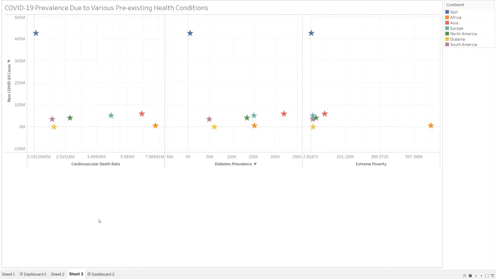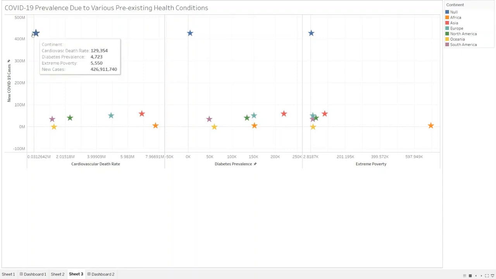Team members Sumaya Jashim and Rachana Tanksali present to you a visualization sequence in the public health track. This visualization showcases the continental distribution of new COVID-19 cases correlated with various pre-existing health conditions.